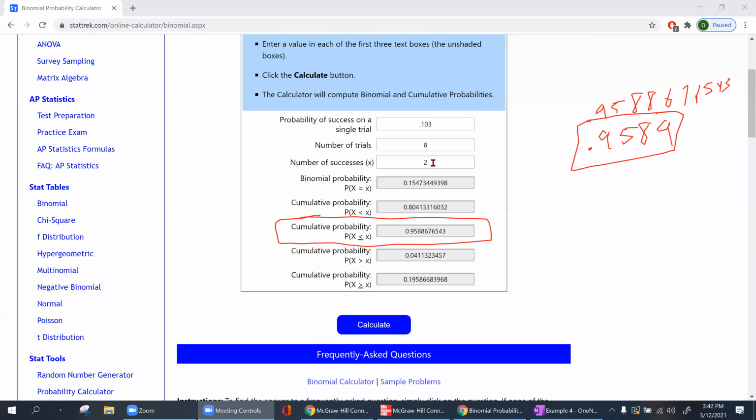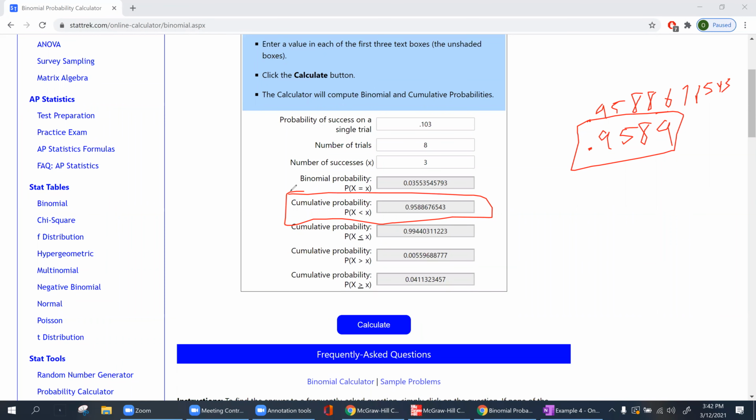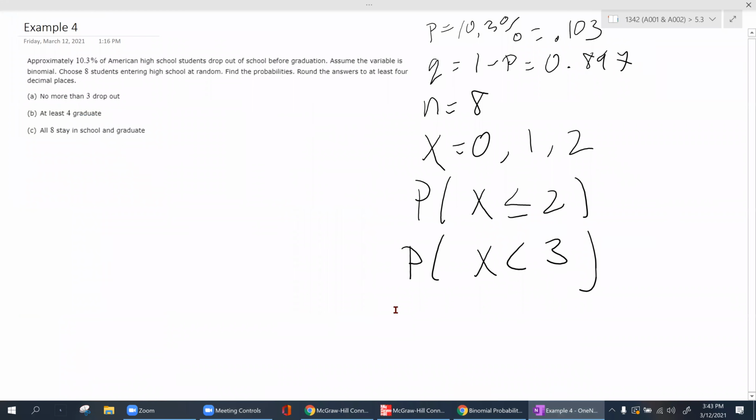If you were to put 3 there instead, you just have to make sure you're reading the correct one. You wouldn't be reading this one anymore; you'd be reading the top one, strictly less than 3. And if you notice, it's the same answer we got. So that's how you would go about reading that, and that is the answer for this problem. Okay, let's go ahead and see the next example.